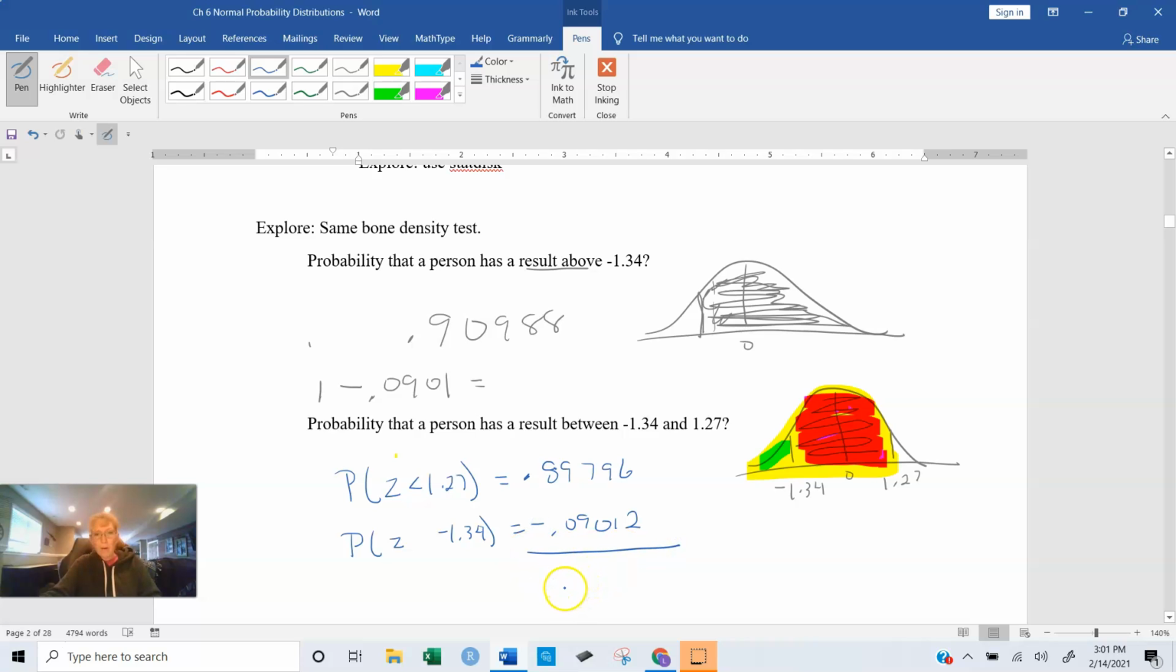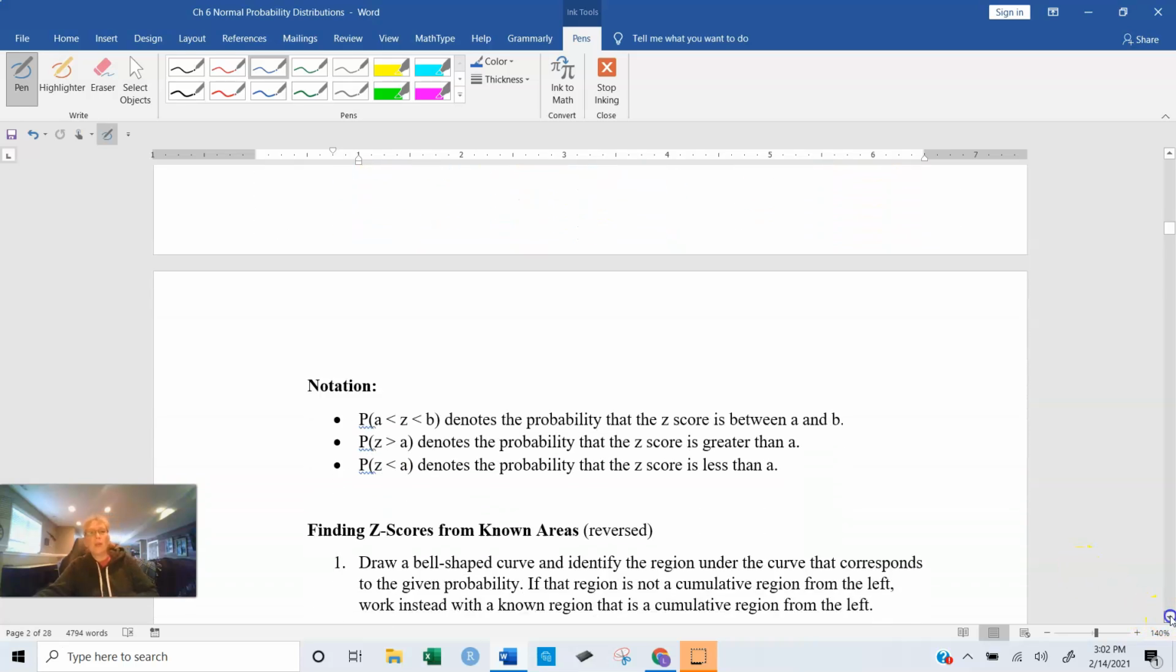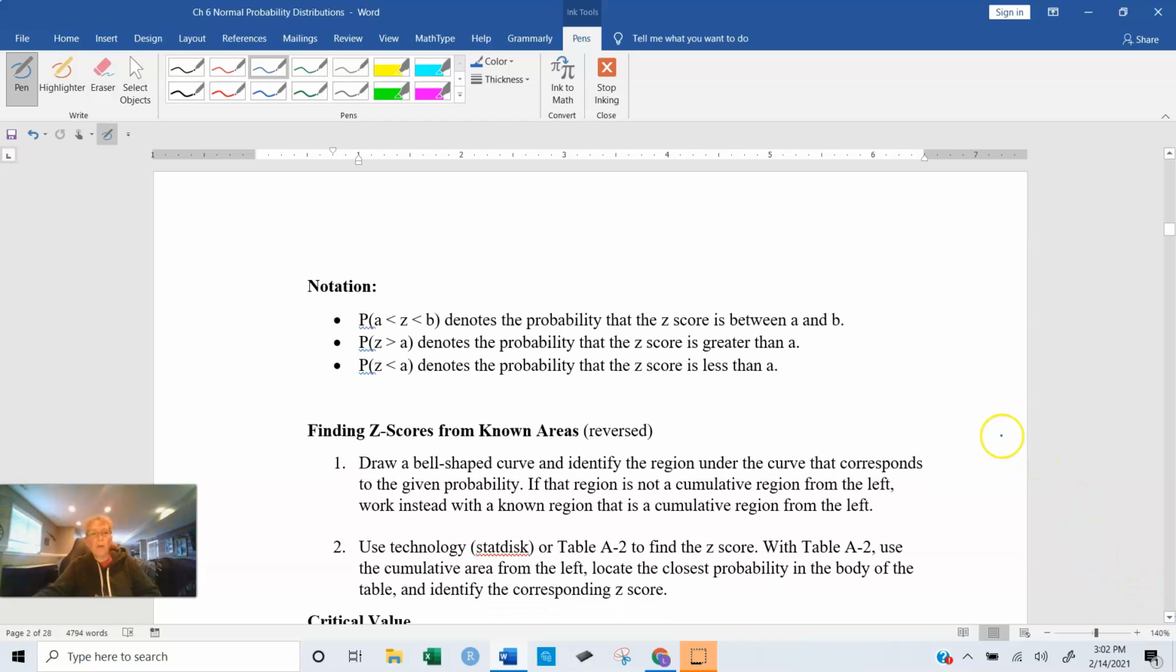And we're going to get an area of 0.80784. And that's written the probability of z being between negative 1.34, which is less than z, which is less than 1.27, is equal to 0.80784. All right, I hope you did well with that. It's kind of fun. Okay, this one here is just making sure you have your notation right.